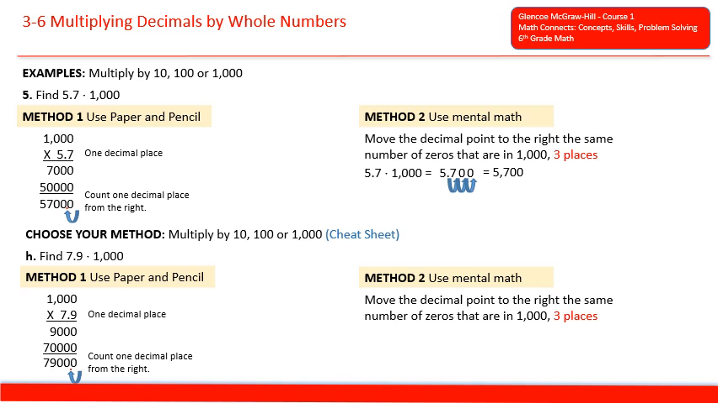Method 2, use mental math, and we'll move the decimal point to the right, the same number of zeros that are in 1,000. So there are 3 zeros in 1,000, so we will move the decimal point in 7.9 3 times. There's 1, there's 2, there's 3, so that equals 7,900.